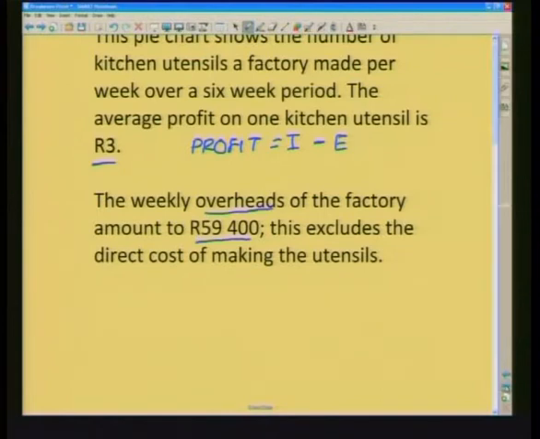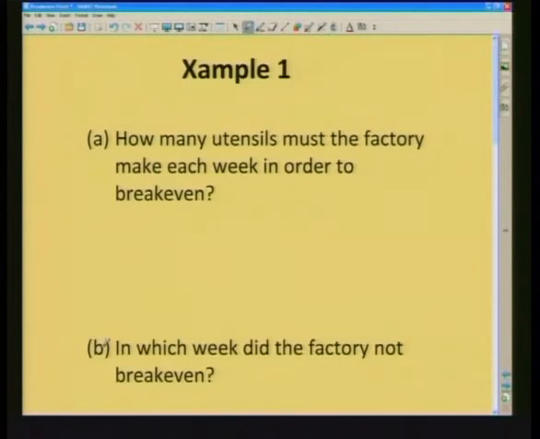All right, let's look at what the first question asks of us. They first ask us, how many utensils must the factory make each week in order to break even? Now remember that in order to break even, the expenses must equal the income. So that's a point where you're not making any profit at all. The money that you are making is just being used to finance whatever it is that you are selling or to finance your operations. So that's just where your income is equal to your expenses. No profit is being made.